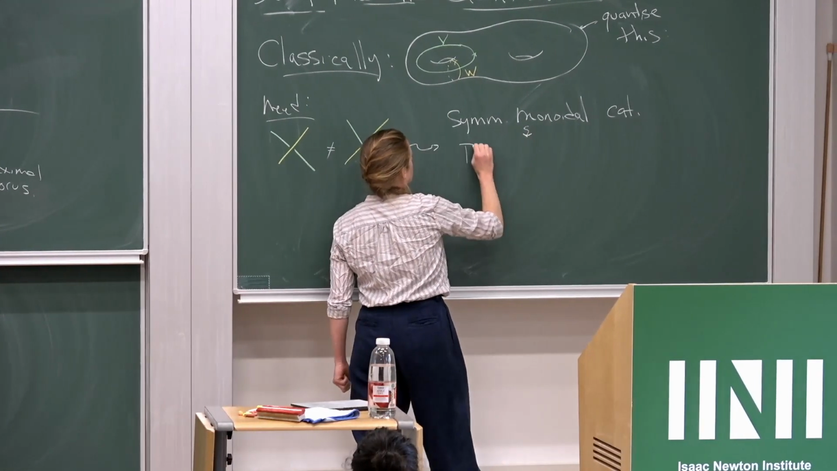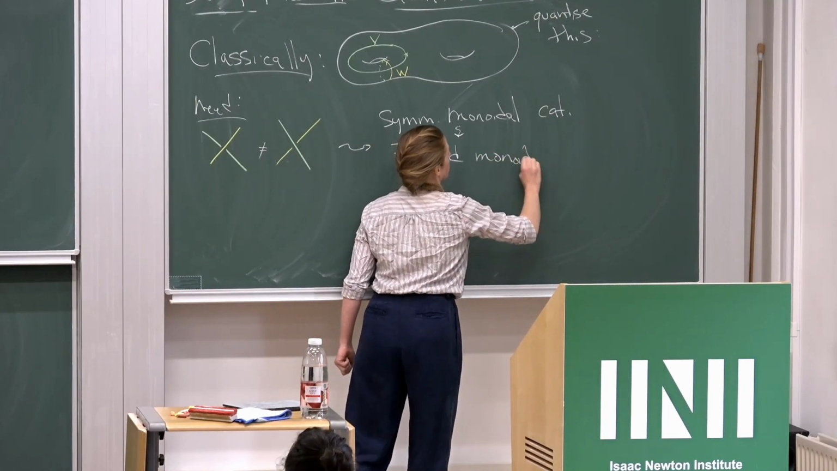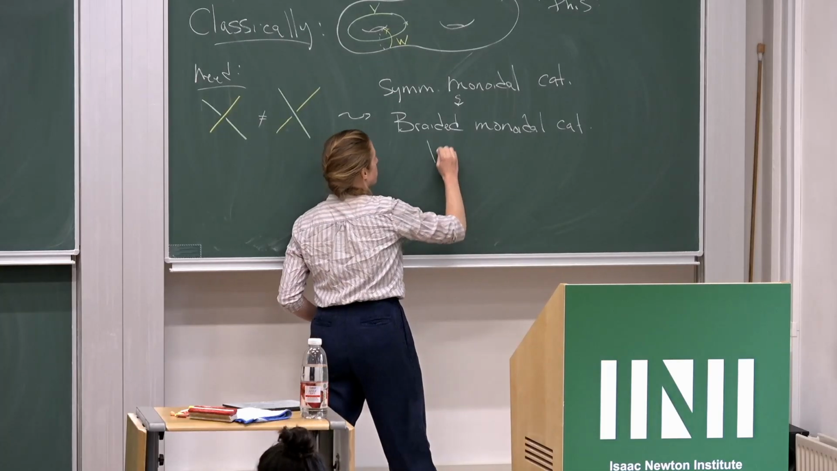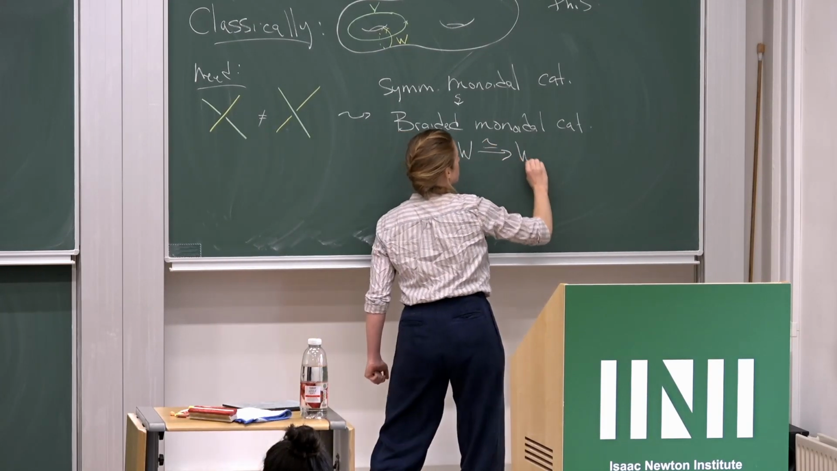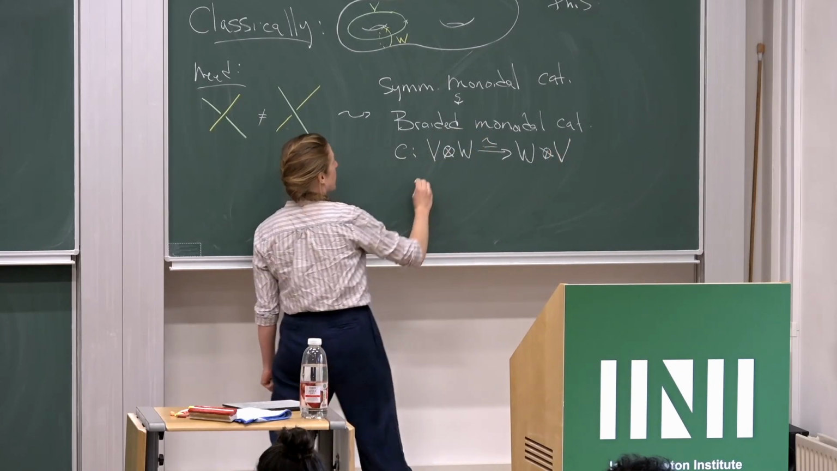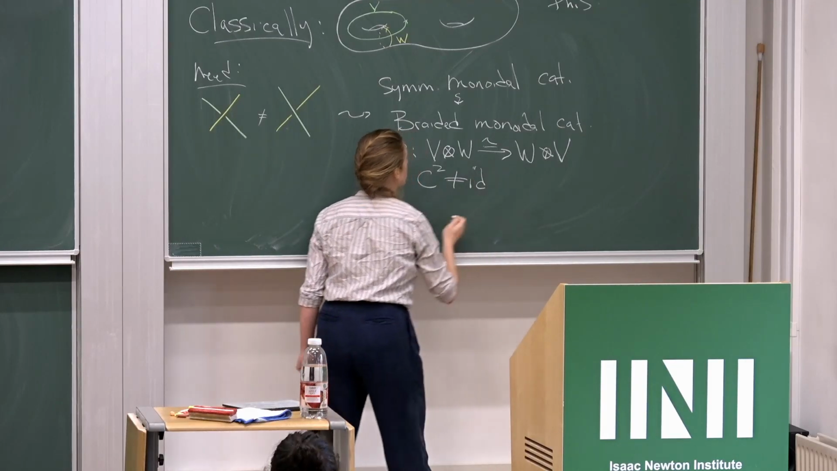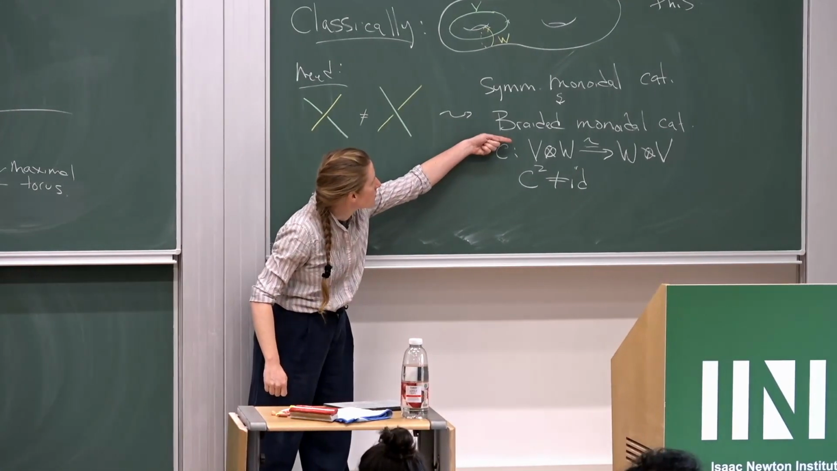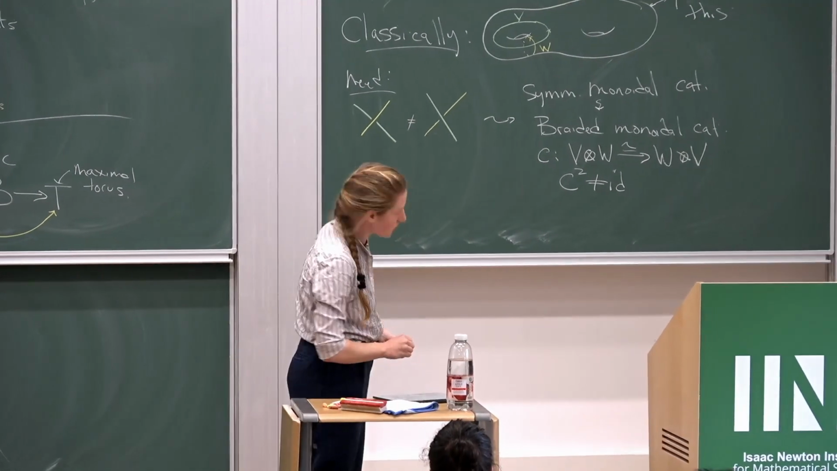to what's called a braided monoidal category, where if I take V tensor W, I have some isomorphism to W tensor V. I'll call this C. But I have that C squared is not the identity in general, which it would be here. So what I want to do is use the already developed descriptions of these braided monoidal categories to do this.